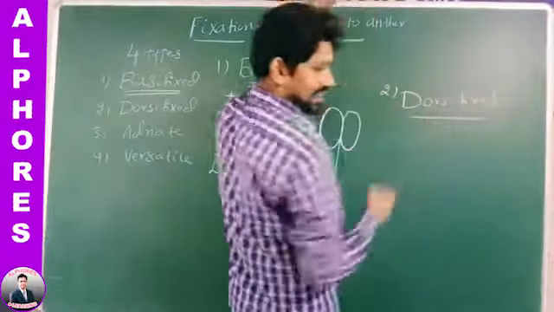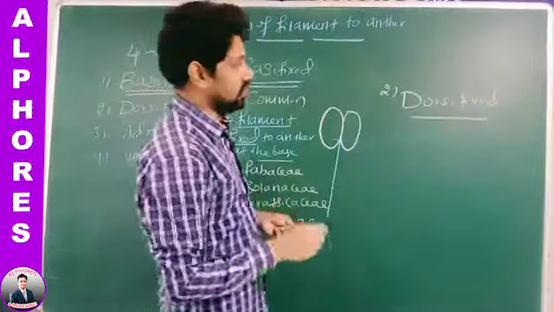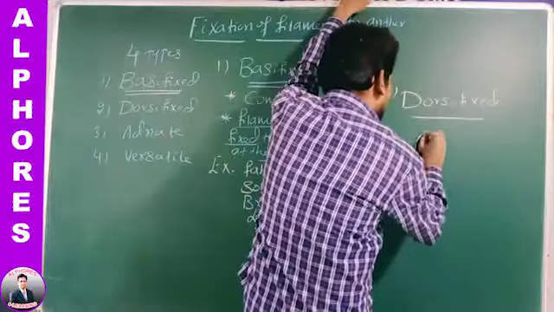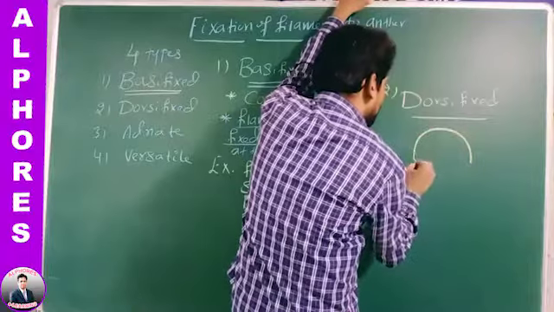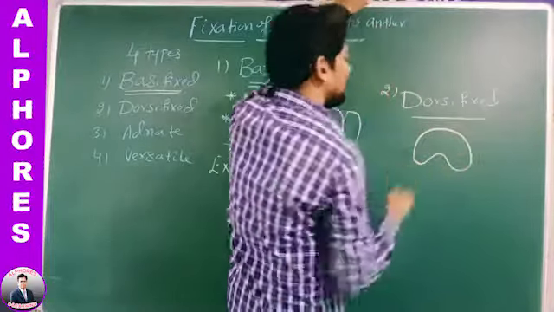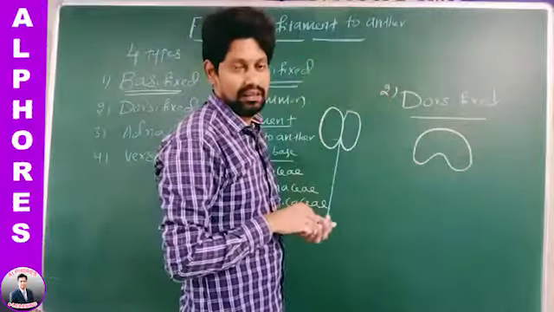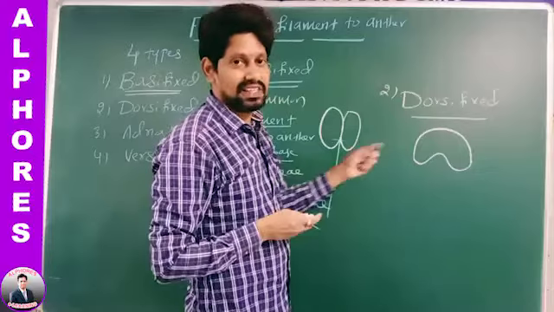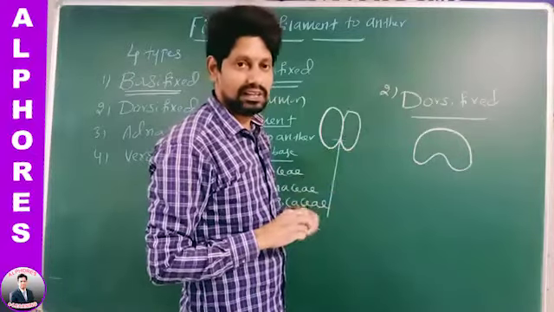What is the second one, sir? Dorsally fixed. Now see this diagram. Sir, in this diagram, how many anther lobes are there? Only one anther lobe is there. Therefore, this is a monothecous anther. Which anther is it? Monothecous anther, right?